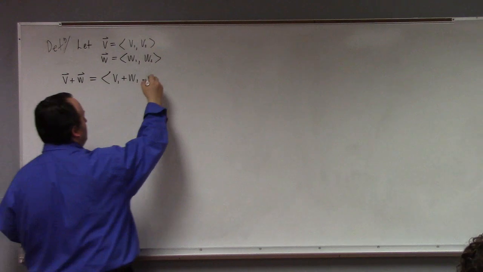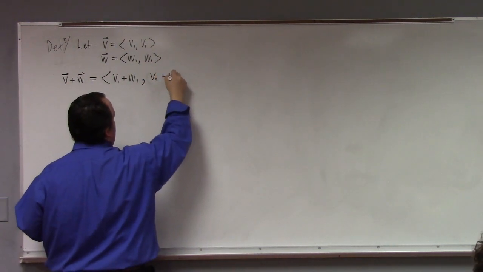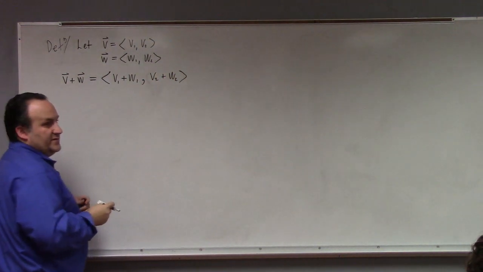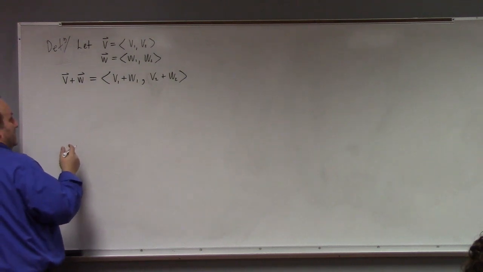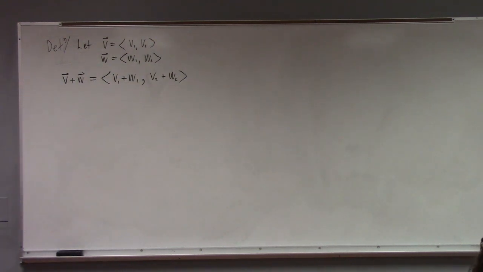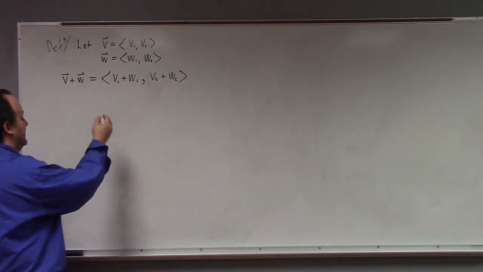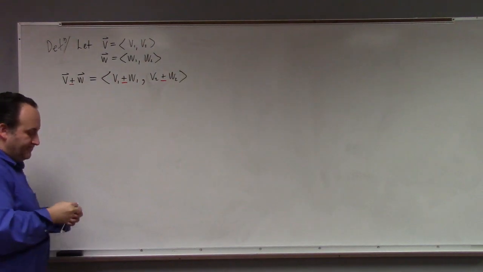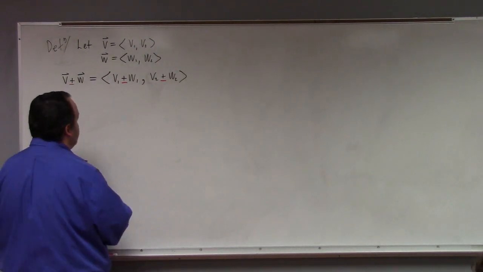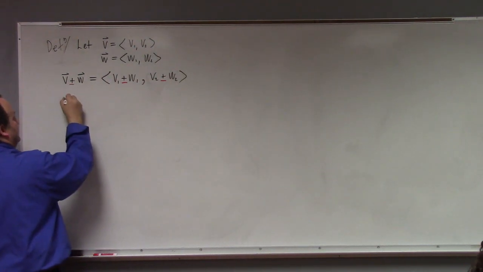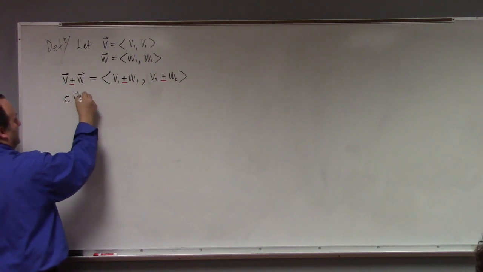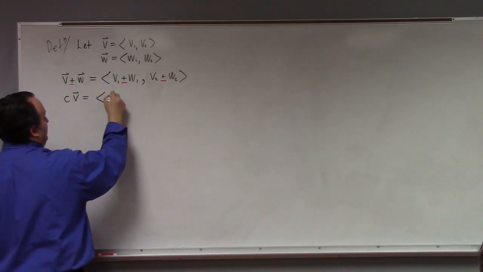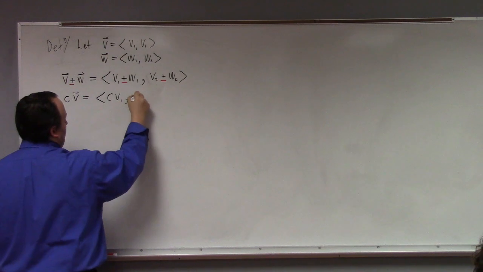So this is how we add vectors. And if you wanted to subtract them, how would you do it? Same song and dance, right? Like that. How do you scalar multiply a vector? A constant is a scalar. C times V is defined to be CV1, comma CV2.